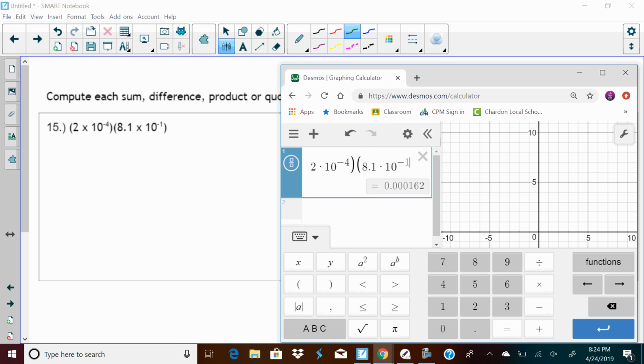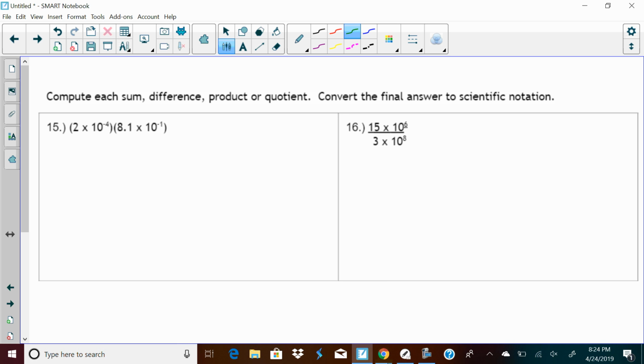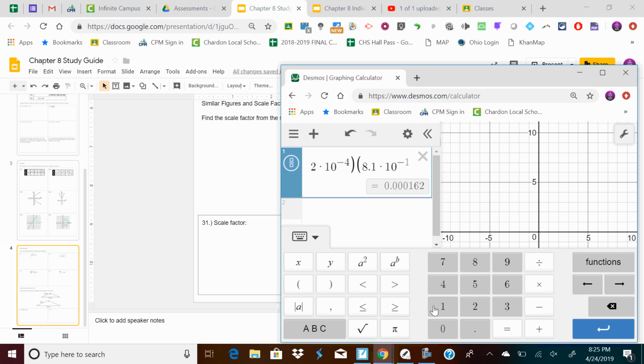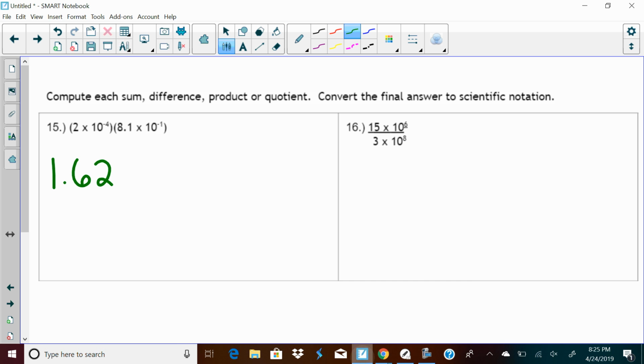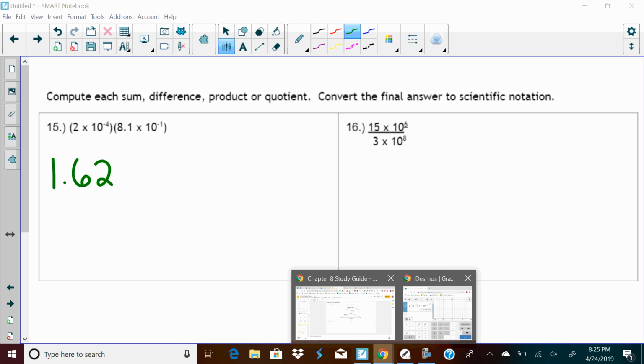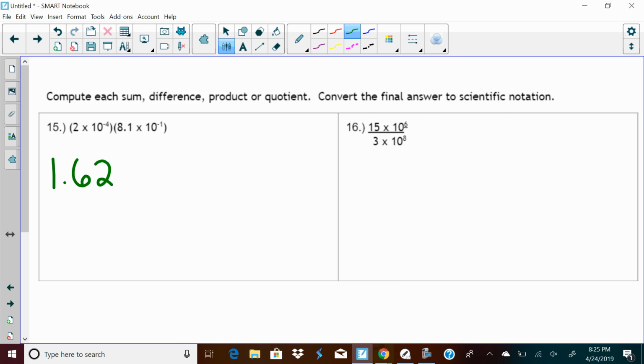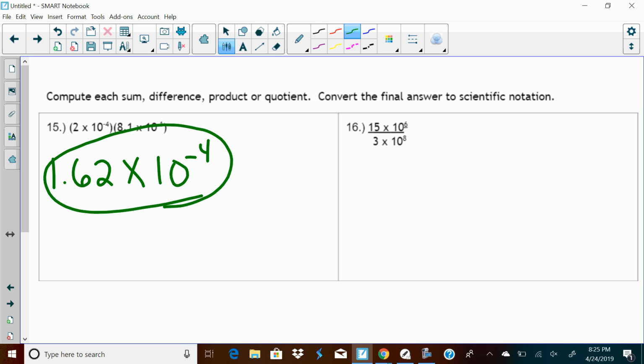So it's going to be 1.62 times 10 to the -4th. That's my final answer.